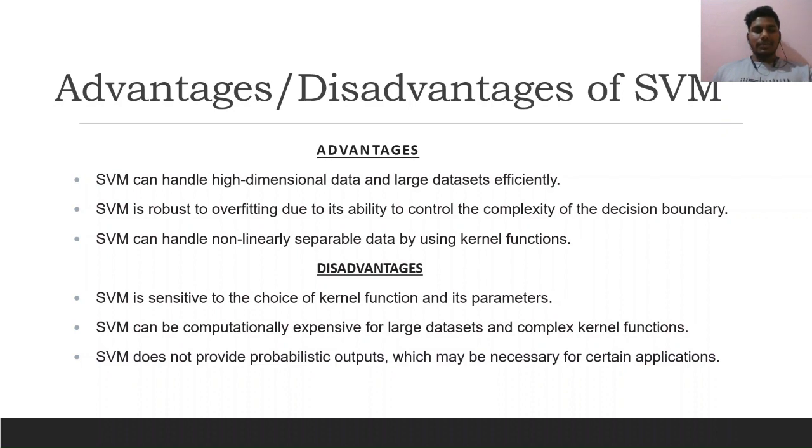The decision boundary can handle non-linearly separable data by using a kernel function. And the disadvantages are that it is sensitive to the choice of kernel function and its parameters, can be computationally expensive for a large dataset, and does not provide a probabilistic output, which may be necessary for certain applications.